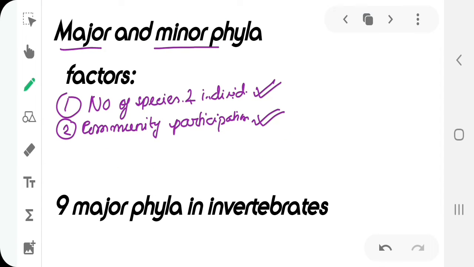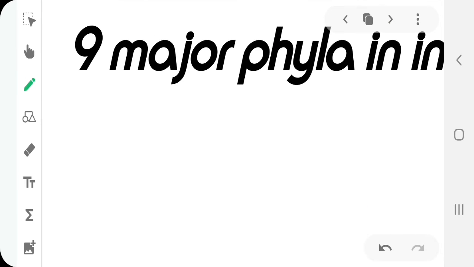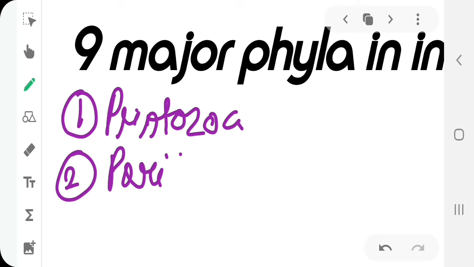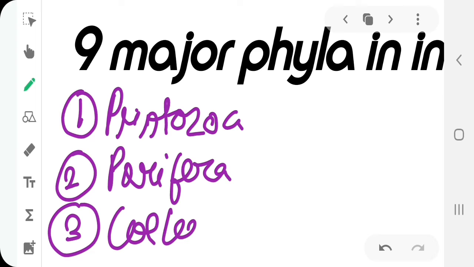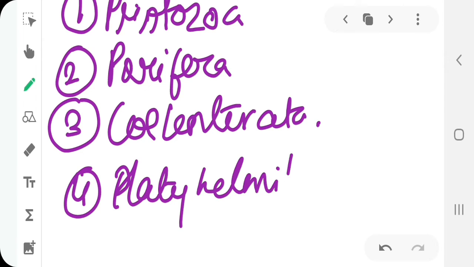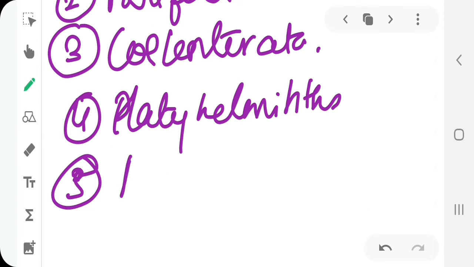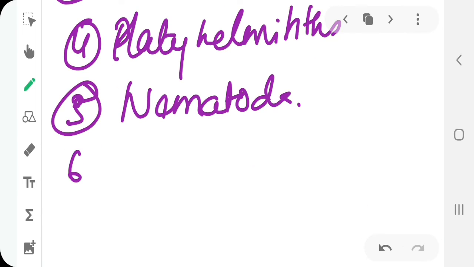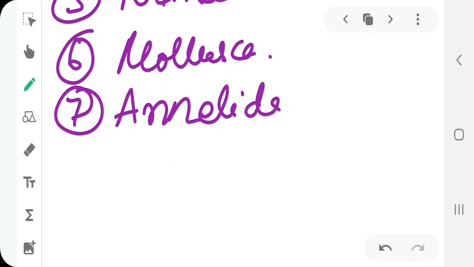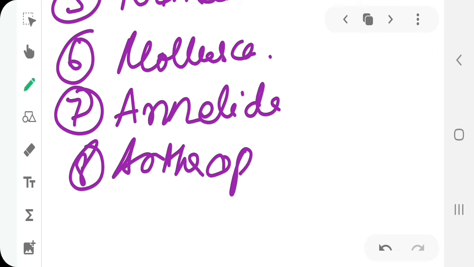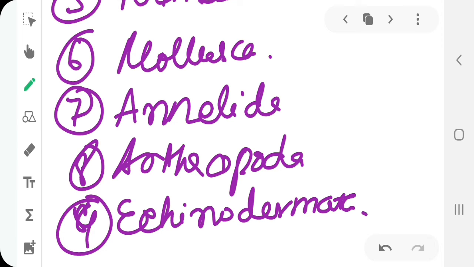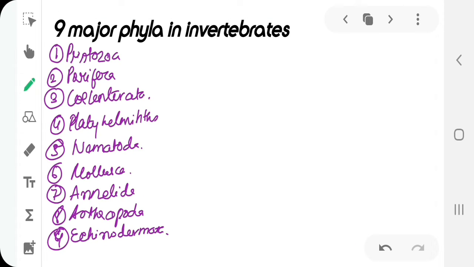So let's first see the 9 major phyla in invertebrates. First of all, Protozoa, Porifera, Coelenterata, Platyhelminthes, Nematoda or Nemathelminthes, Mollusca, Annelida, Arthropoda and Echinodermata. So these are the 9 major phyla. They have a large number of species and they also contribute to the ecological communities.